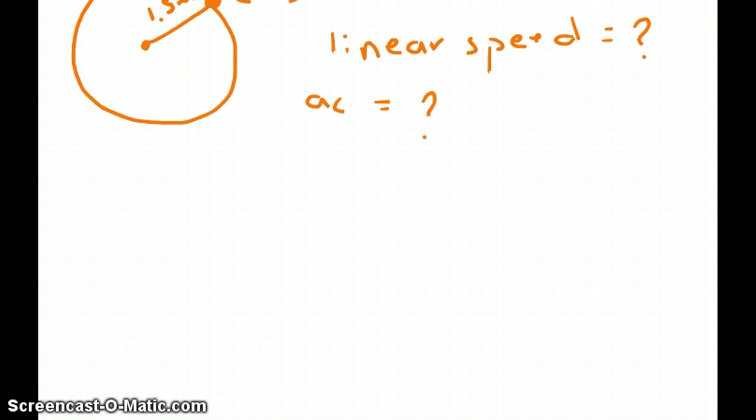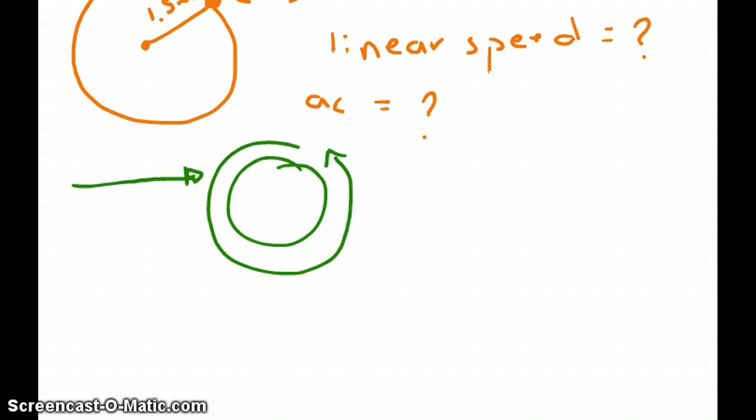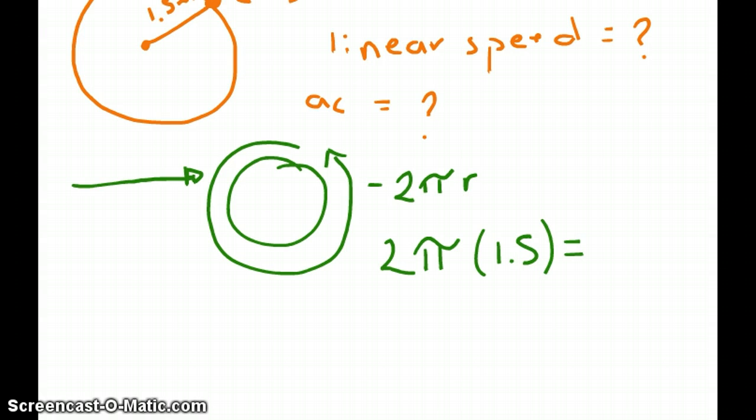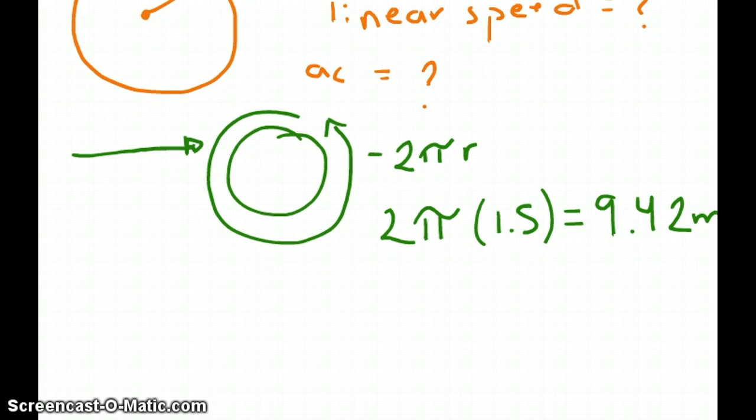The first thing is to get the linear speed. To get linear speed, we have to get the circumference of the whole circle. To get it, we need to use the formula 2 pi times radius. So it's 2 pi times 1.5, which is the radius. Let me do the math. It's equal to 9.42 meters. So this is the distance for one revolution.